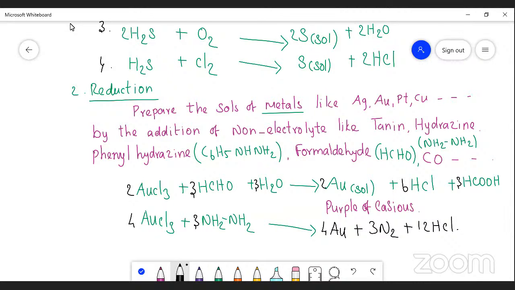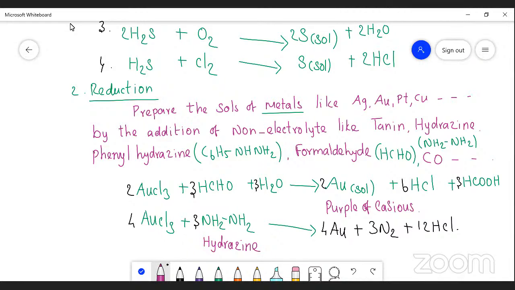So here a salt like silver, gold or platinum is treated with a non-electrolyte like hydrazine, or formaldehyde. Hydrazine or formaldehyde is treated with the salt of gold, silver, platinum or copper, and we get the metal. So metal salts are prepared by the reduction process.